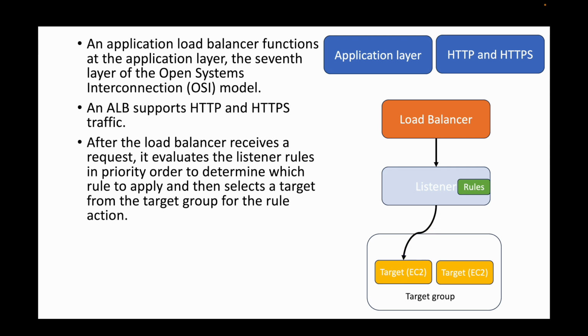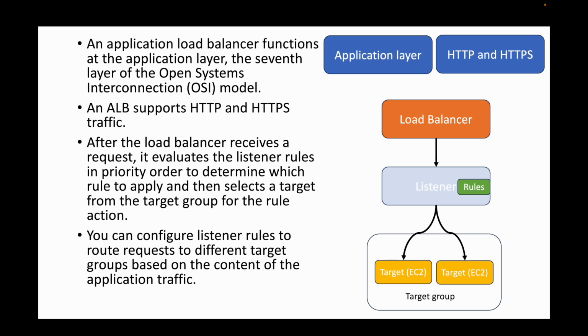So the listener will evaluate the rules, and then forward the traffic to your target groups, which will consist of your EC2 instances in this case. Now, you can configure the listener rules to route requests to different target groups based on the content of the application traffic. So, for example, if the traffic is coming from HTTP, it should go to one target group. If the traffic is coming from HTTPS, it should go to another target group. We can define that in your listener rules.